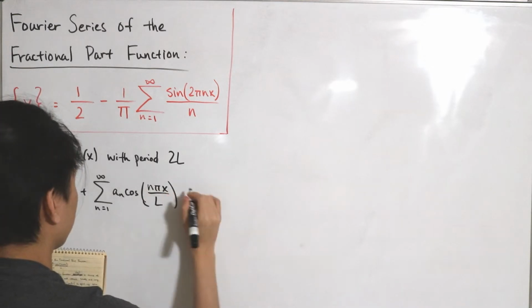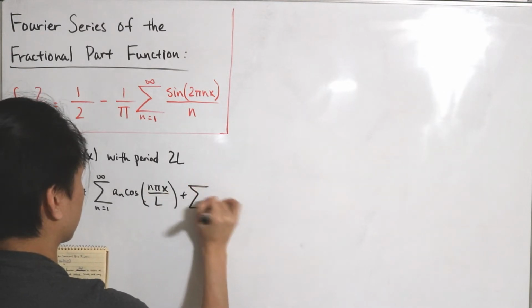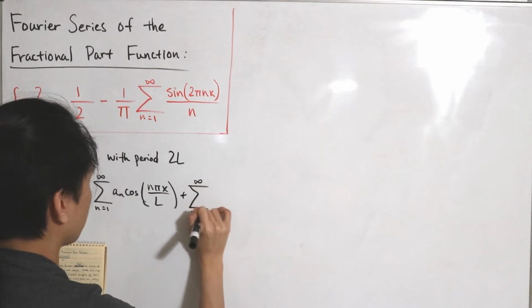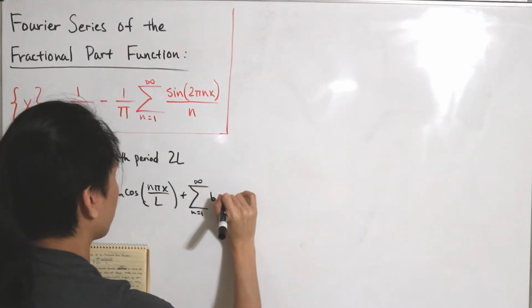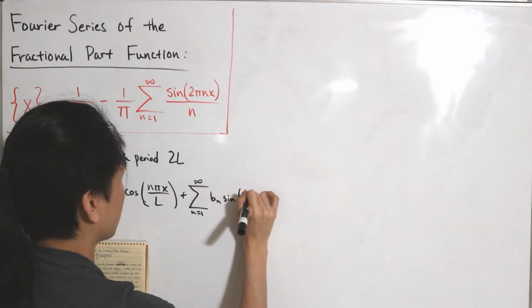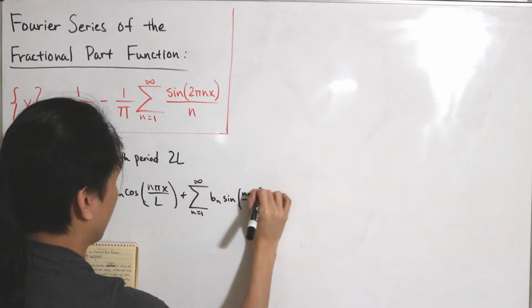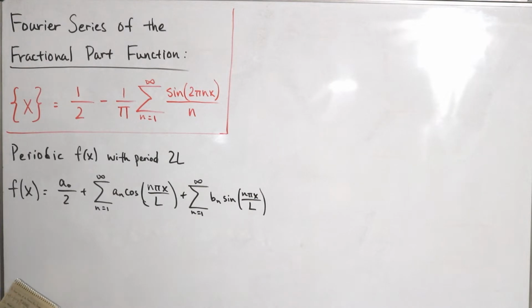Then we add this again, doing the same thing for the infinite sum, but now in terms of sine. So b sub n is now our new coefficient as well, then sine of n times pi times x divided by L. It's also worth mentioning that I should write down what each of these coefficients is equal to: a sub 0, a sub n, and then b sub n.